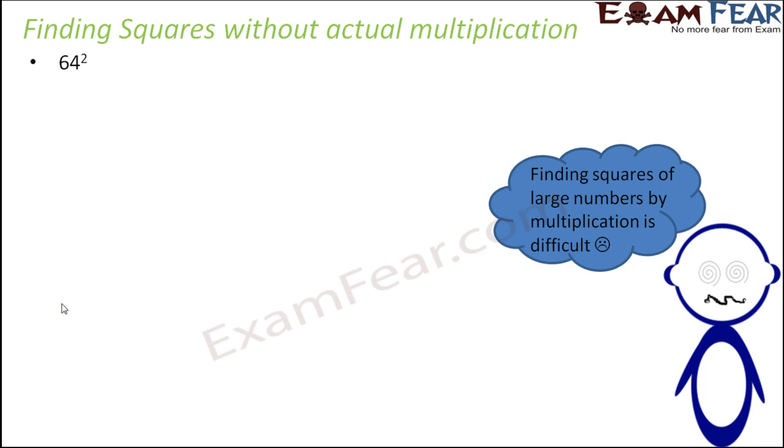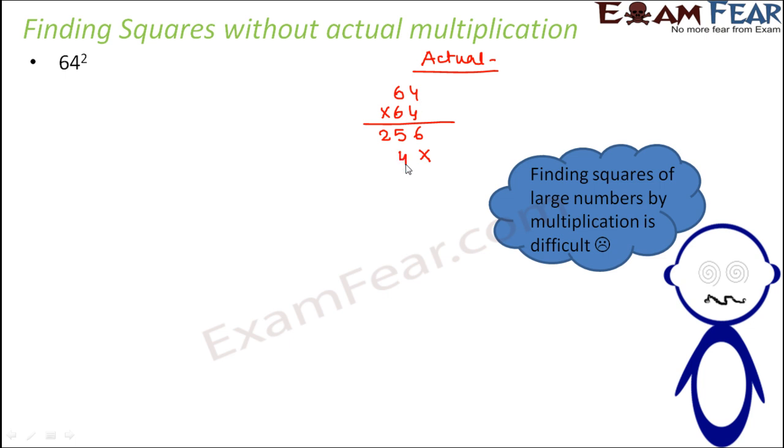64 square is not something which you can quickly calculate mentally and just give the answer. So what would you normally do if I ask you to find out the value of 64 square? You will perform actual multiplication. That is, you would multiply 64 by itself. So 4 into 4 is 16. 1 gets carried forward. 6 into 4 is 24, plus 1, that is 25, so 256.